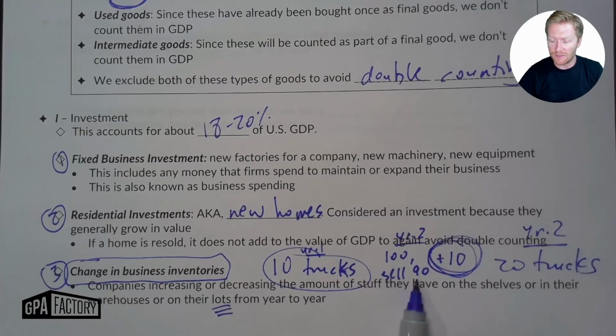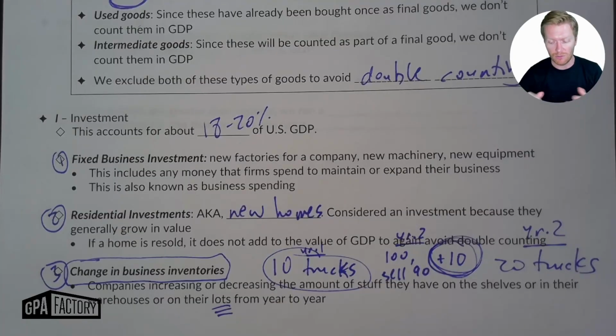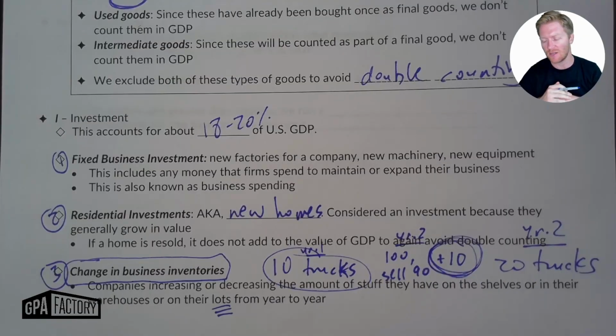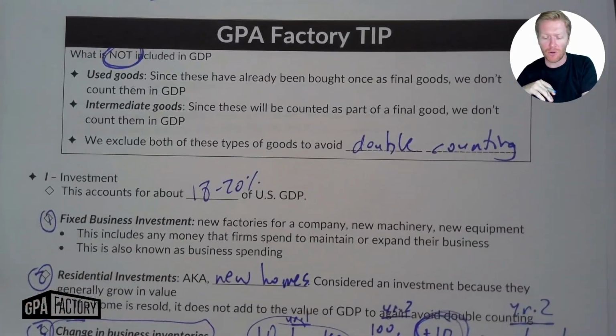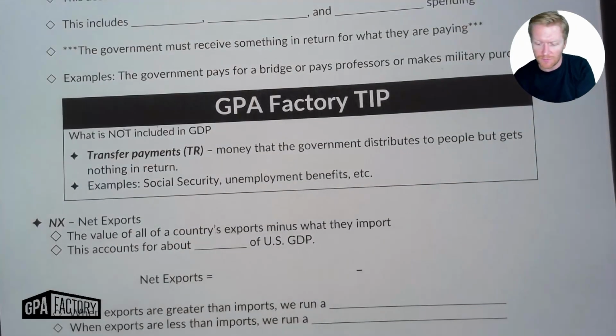So this amount that we sold, those 90, that would actually be part of consumption spending because that was produced and sold in year 2. But then that extra 10, right? We made 100, we only sold 90, so that added 10 that's getting added to the lot would be included as change in business inventories. So hopefully that makes sense there. Those are the 3 components of investment spending. And we can move on to government spending here.